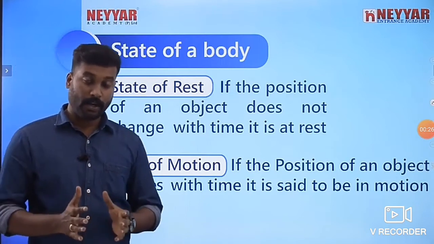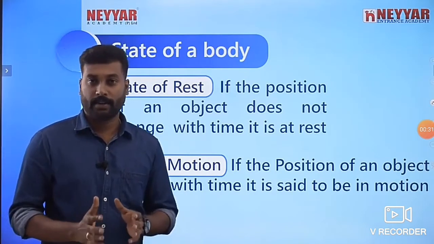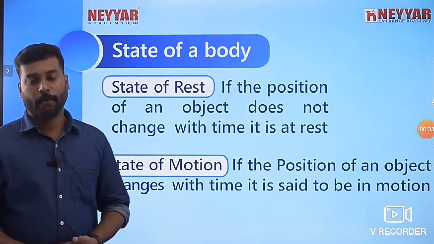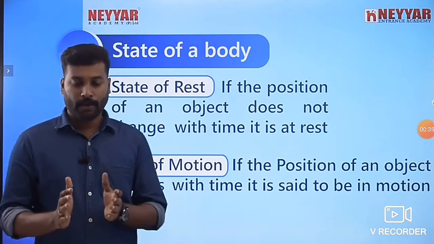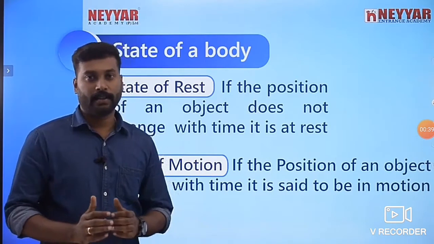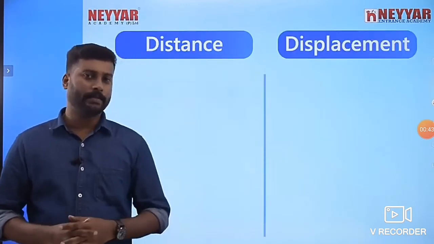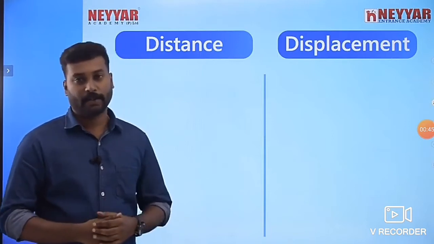Suppose the position of an object does not change with time or surroundings, the body is said to be at rest. Then, state of motion. Suppose a body's position or location changes with respect to time or its surroundings, then we can say the body is in motion. The other two familiar terms you have are distance and displacement.